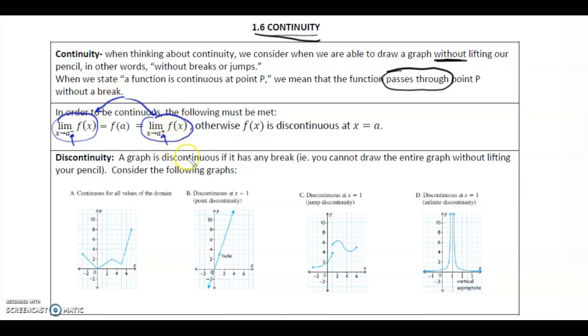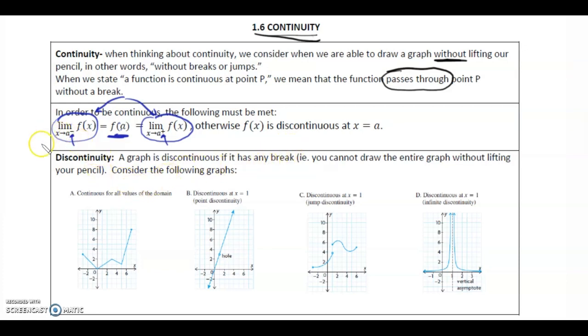There's one additional condition for continuity. These same two numbers must equal f at a. So it must equal that point, like that point must be filled in. In other words, there can't be a hole there. Okay, if these three requirements are not met, f at x is discontinuous at x equals a.